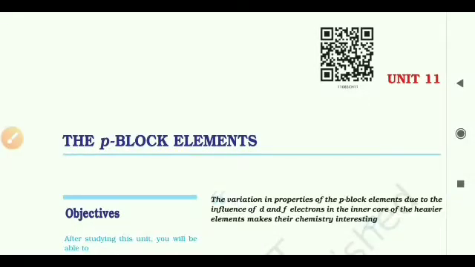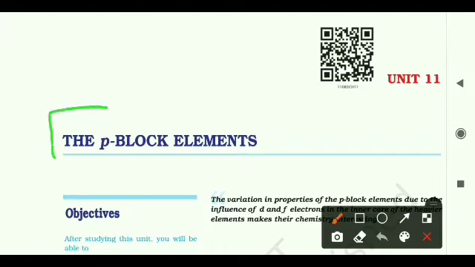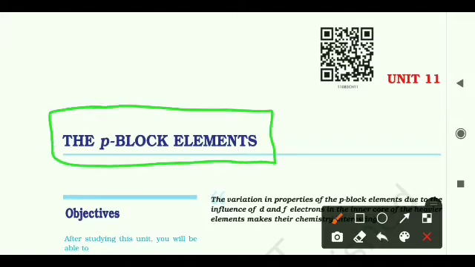Welcome students. In this part of the video I am going to start a new chapter, the p block elements, unit 11. So the p block elements are the elements in which the outermost electron enters the p orbital. That's why they are named p block elements, because they have the outermost orbital as a p orbital, or the electron which is present in the outermost shell must enter the p orbital.